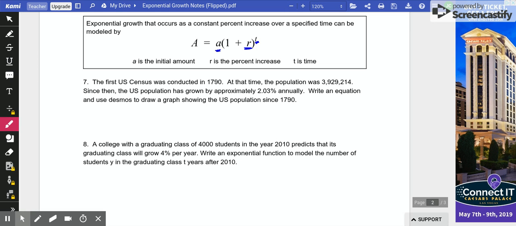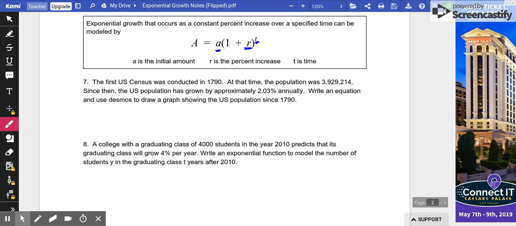So the first U.S. Census was conducted in 1790. The population was almost 4 million. Since then, the U.S. population has grown approximately 2.03% annually. We want to write an equation to draw a graph showing the U.S. population since 1790. Okay, so we're going to use the same formula.